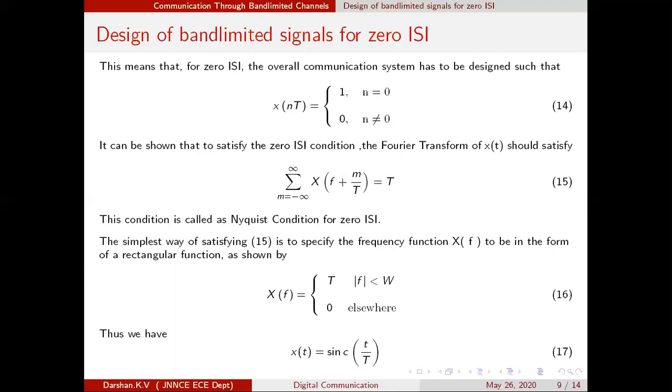What happens when you satisfy equation 14 and 15? Then you won't have any ISI components. That is the concept you should never forget.